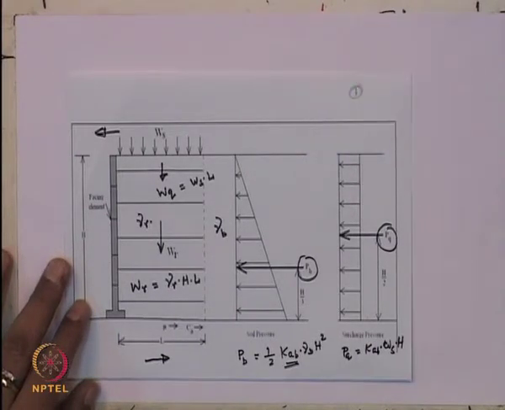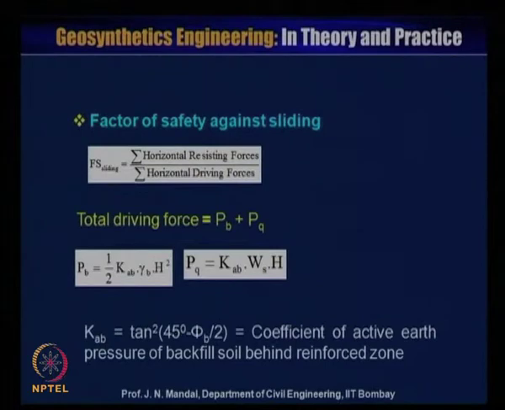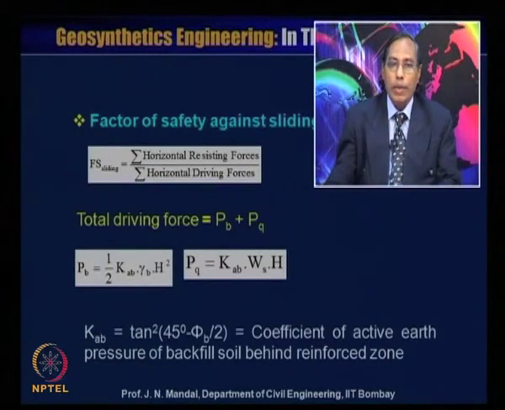So, we know what the phi B value should be, so you can calculate the KAB value. If you know the KAB value, and the height is known to you and gamma B is also known to you, you can calculate PB. Similarly, you know the surcharge load, you know the height of the wall, you know KAB, so you can calculate PQ. So, all the parameters can be calculated.